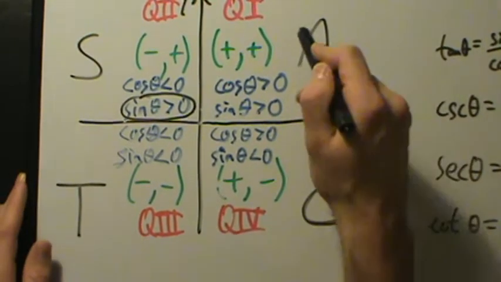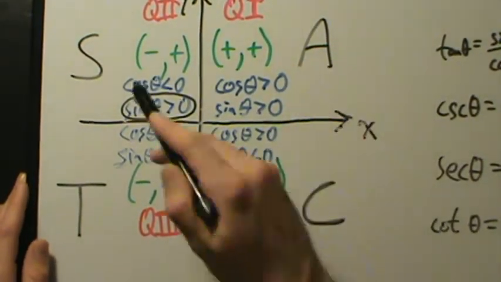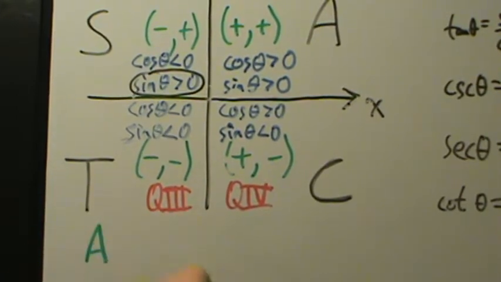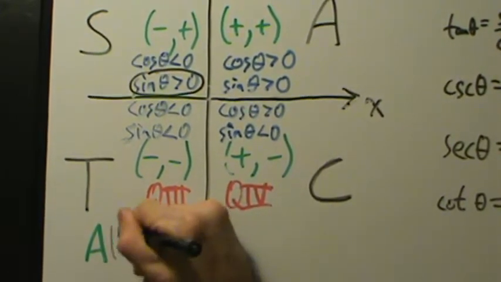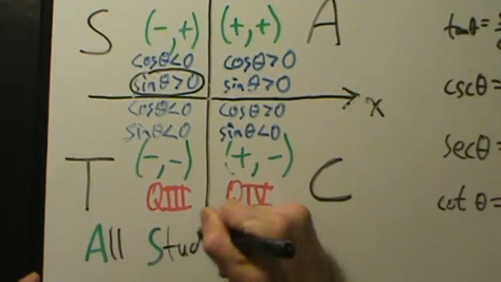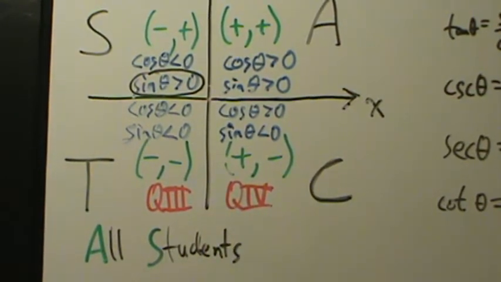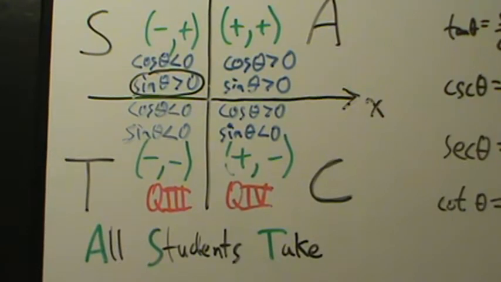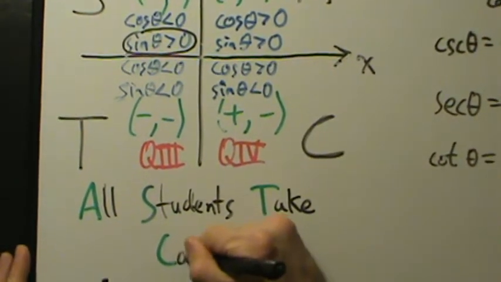So if you go from quadrant 1, 2, 3, 4 like that, you have A, S, T, C. So what some people like to say to help remember that is, so we have all, A for all, and then the S is students. So all students, and then the T is take. So all students take, and then the C is calculus. So all students take calculus.